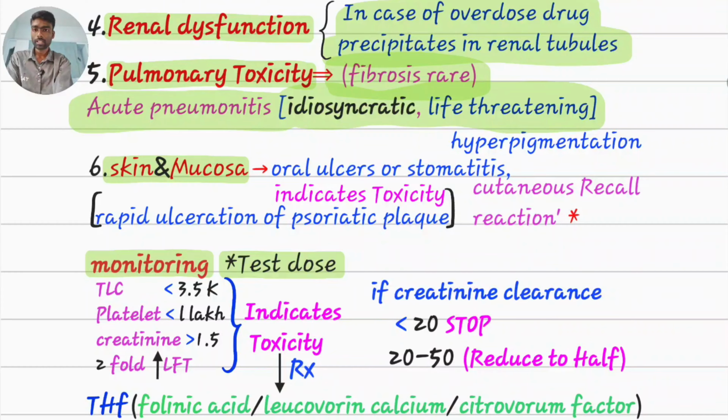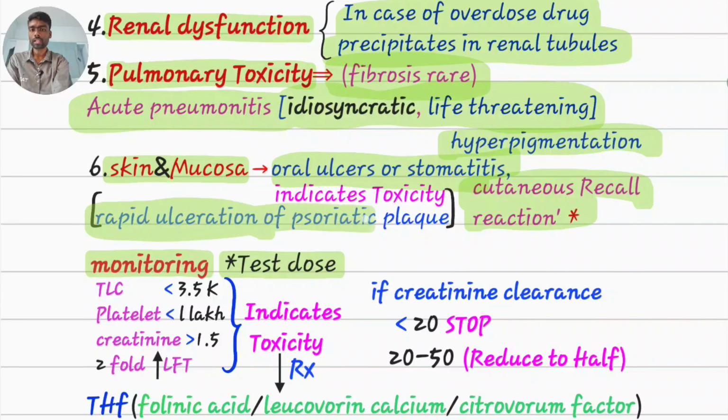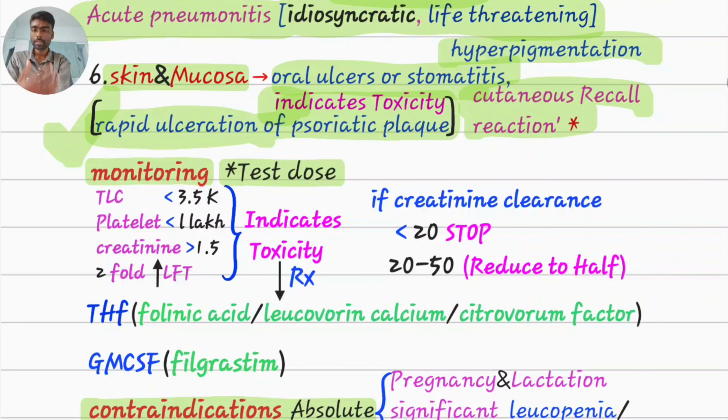Skin and mucosal adverse effects like hyperpigmentation, cutaneous recall reaction like phototoxic recall, radiation recall, oral stomatitis, ulcers and rapid ulceration of psoriatic plaque indicates toxicity. Clinically, how we can guess toxicity is rapid ulceration of psoriatic plaque and chronic diarrhea. Via lab testing, if total leukocyte count is less than 3.5k, platelet less than 1 lakh, creatinine more than 1.5 and twofold increase in liver enzymes indicates toxicity.